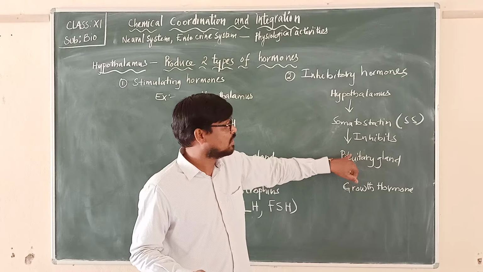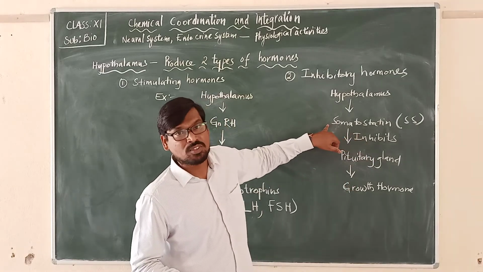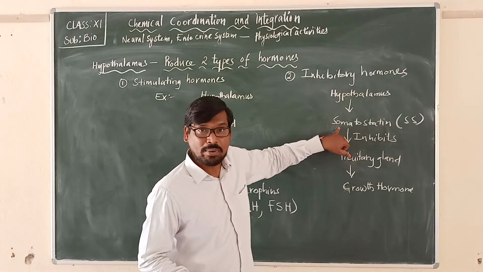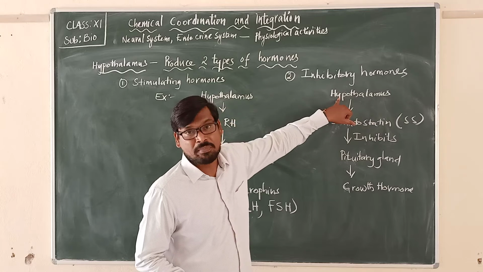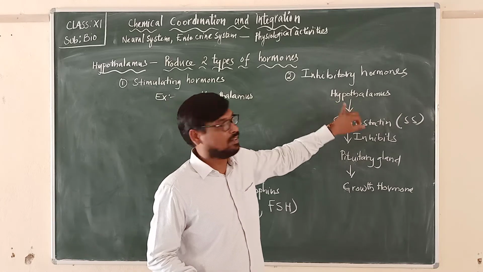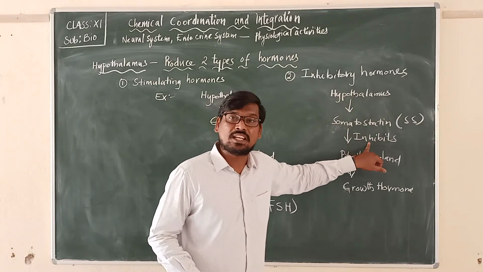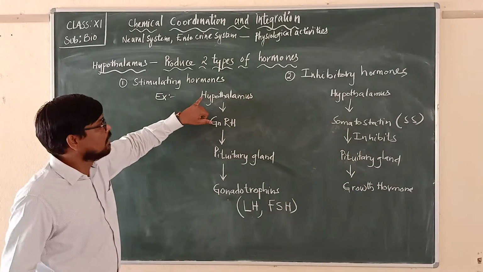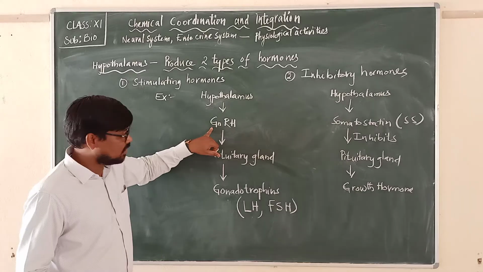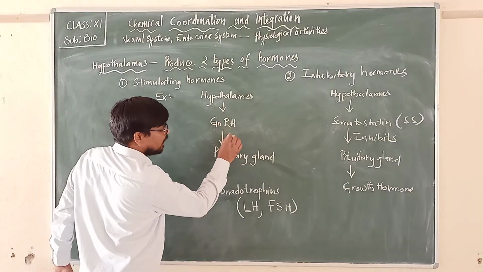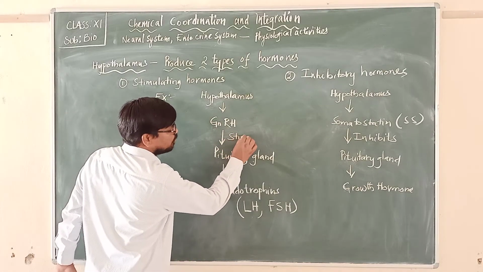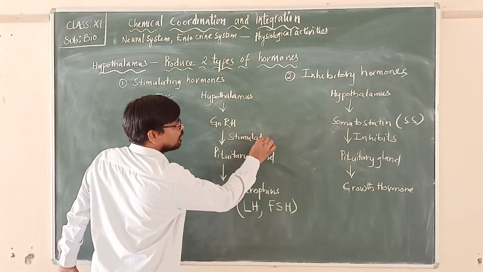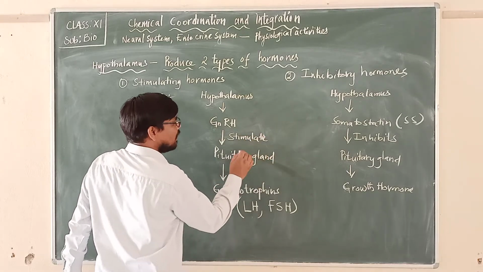Why is it not produced? It is inhibited by which hormone? Somatostatin. From where is this somatostatin coming? It is coming from the hypothalamus, part of the brain. So somatostatin is an inhibitory hormone, inhibiting the pituitary gland. In the same way, in the hypothalamus, gonadotropin releasing hormone is produced, and this hormone is acting as a stimulating hormone.